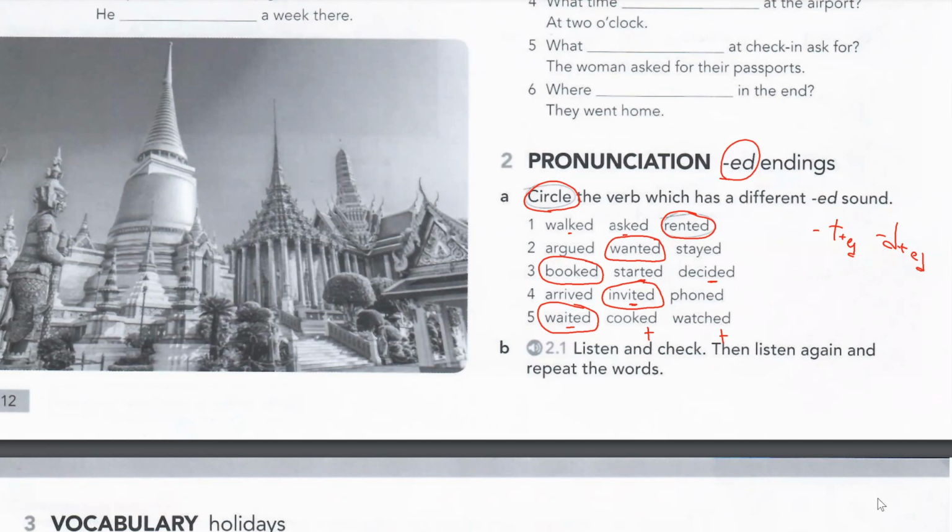2.1. 2A. Pronunciation. 1. Walked. Asked. Rented. 2. Argued. Wanted. Stayed. 3. Booked. Started. Decided. 4. Arrived. Invited. Phoned. 5. Waited. Cooked. Watched.